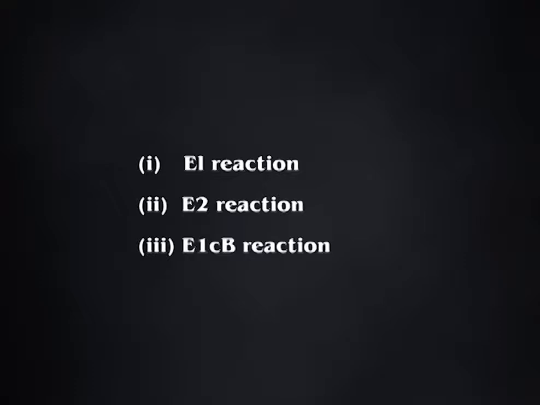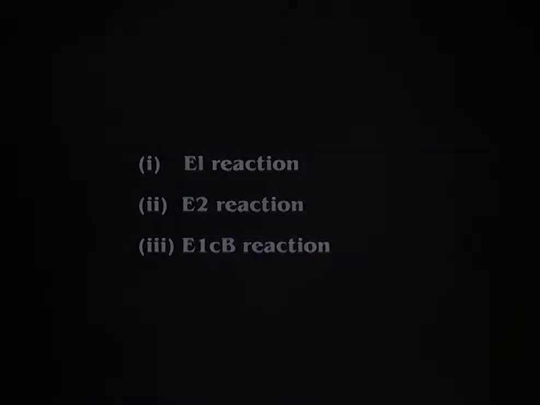Depending on the conditions involved and timing of removal of the two atoms or groups, beta elimination reactions are classified into three types. Number 1, E1 reaction, number 2, E2 reaction, and number 3, E1CB reaction.